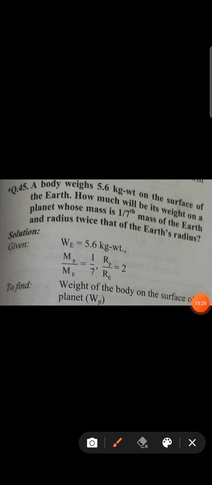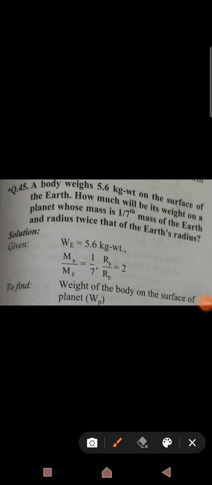Normally, if we are writing the weight, what is the formula of weight? The formula of weight is W is equal to mg. If we multiply the acceleration due to gravity with the mass, then we'll get the weight. So that concept will be used here. Okay, now I'm going to read the question.